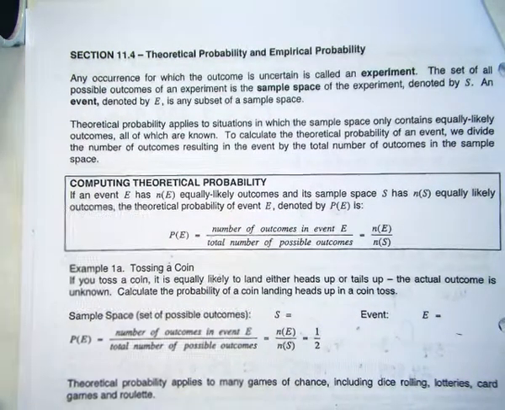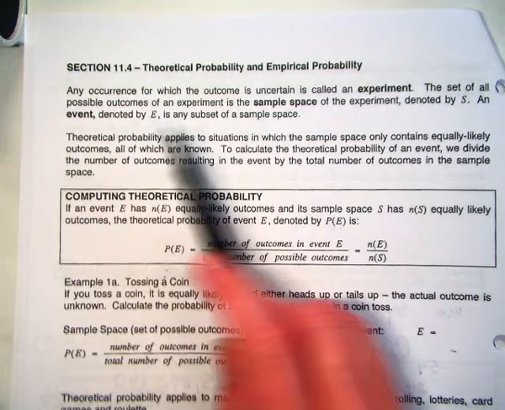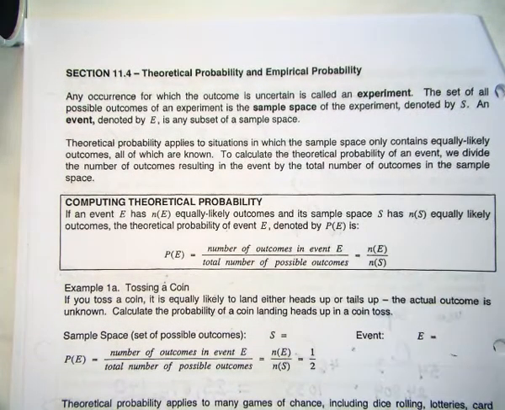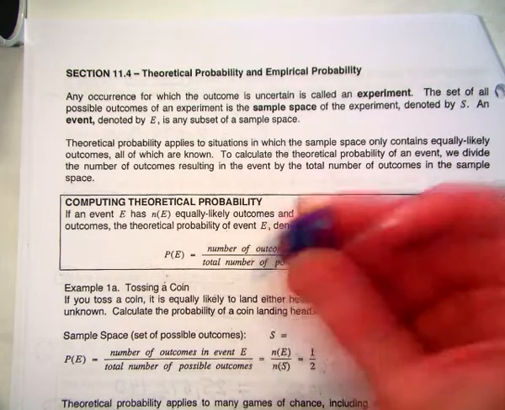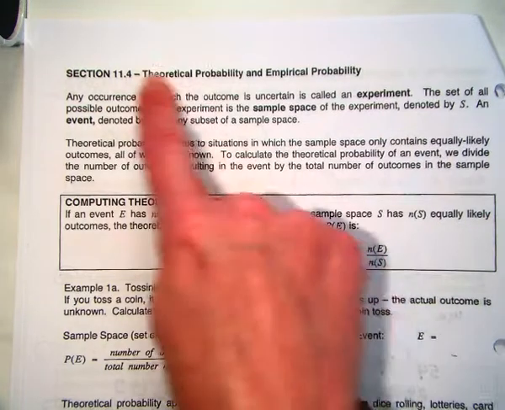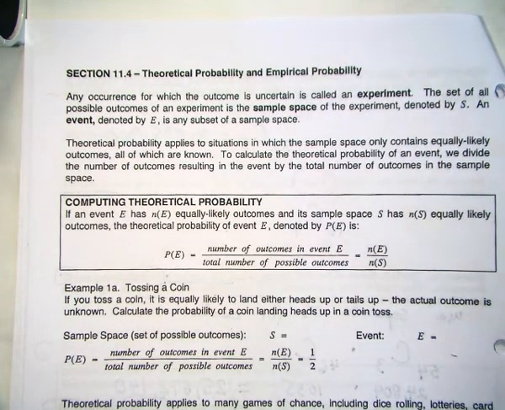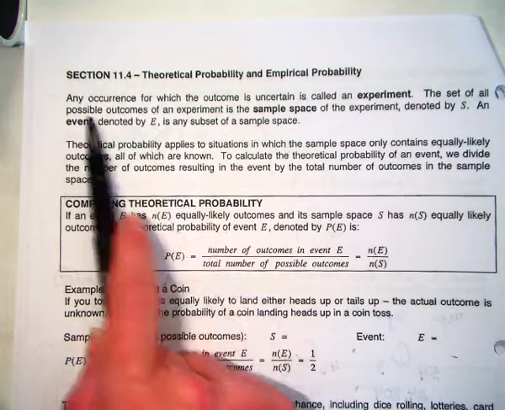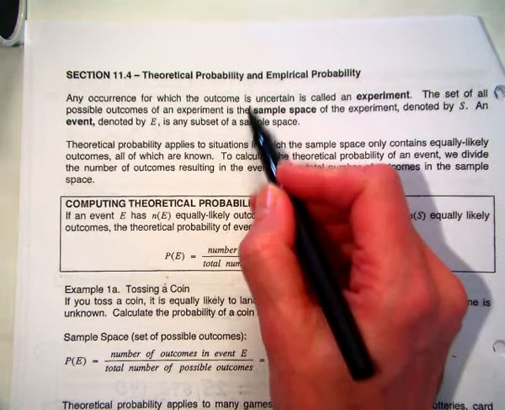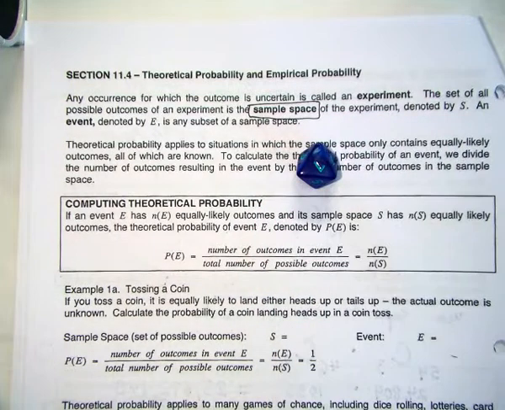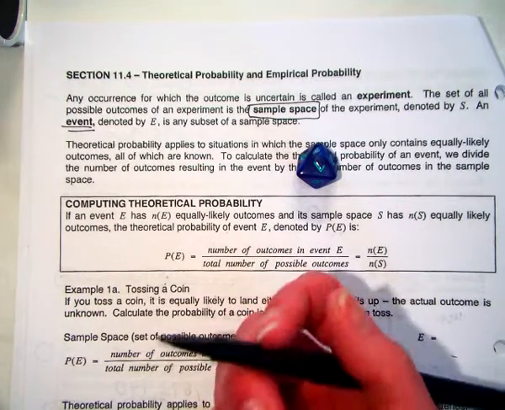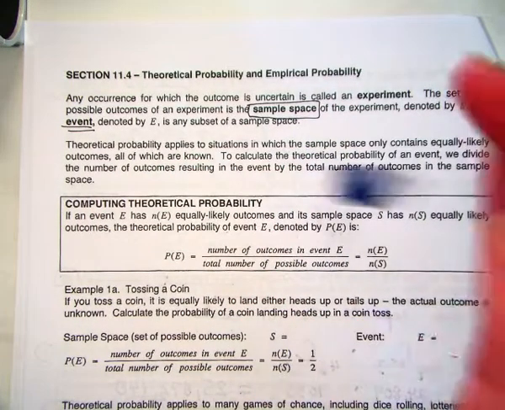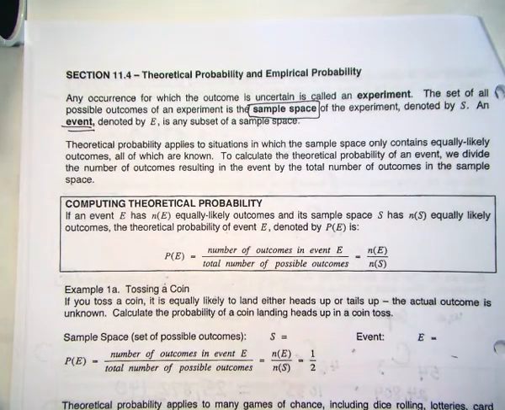So you guys have seen problems like this. An occurrence for which the outcome is uncertain is called the experiment. Is anything uncertain here? No, we're going to get numbers. They're going to be 1 through 8. So this is not an experiment. This would be the theoretical probability, but we still call it an experiment because we don't know which number we're going to get. The set of all possible outcomes of an experiment is the sample space. So the sample space are all the 8 numbers that I've been talking about. An event is a number that I want. If I say, what's the probability of rolling a 5, that's my event, rolling a 5, and I could keep going until I get it.